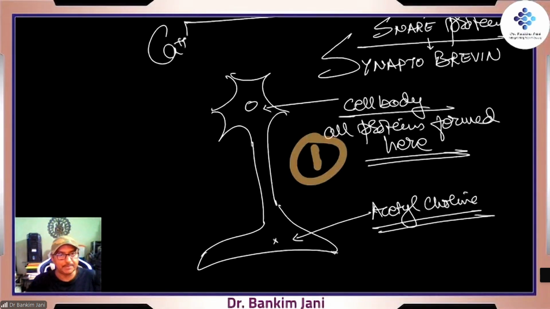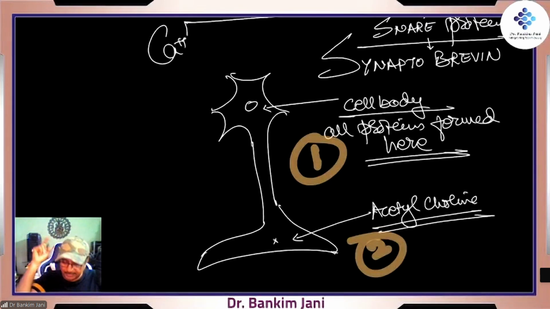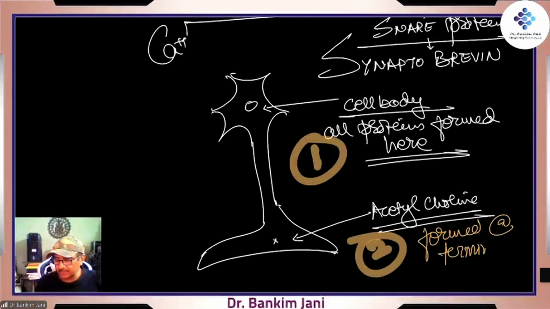The first principle. And this one is the second: the acetylcholine is not synthesized in the cell body. It is synthesized at a terminal. Acetylcholine is formed at the terminal, and then it is stored. Right? And then it is stored. Then it is ready to release whenever we need it.